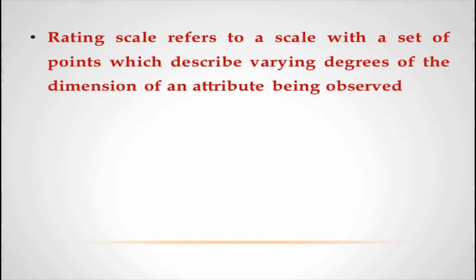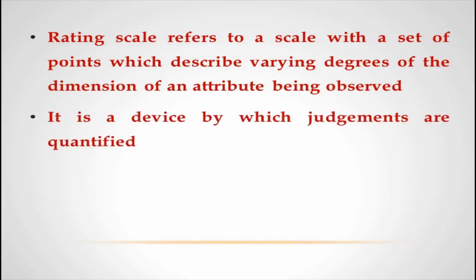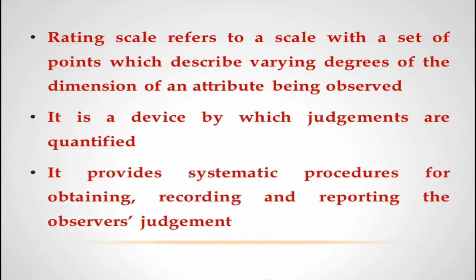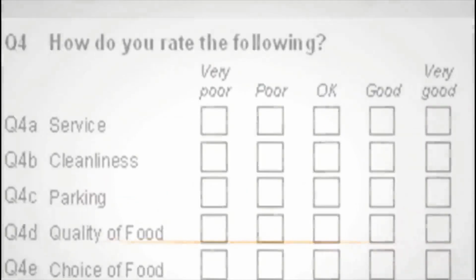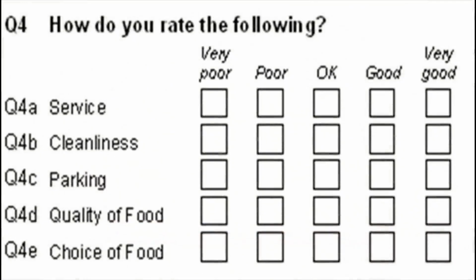Rating scale refers to a scale with a set of points which describe varying degrees of the dimension of an attribute being observed. It is a device by which judgments are quantified. It provides systematic procedures for obtaining, recording, and reporting the observer's judgment. This is an example for rating scale.